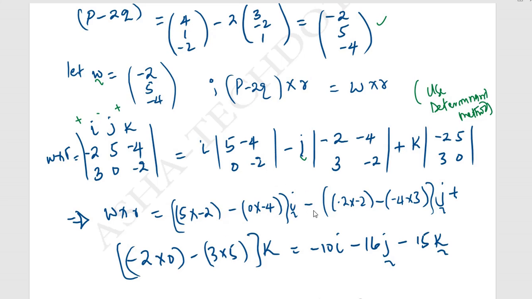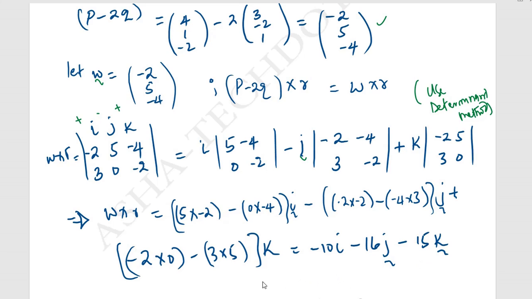I cross, that is i. Then I take a minus. Again, negative 2 times negative 2. Then I subtract negative 4 times 3. I cross, and that is my j component, plus again, negative 2 times 0, I take away 3 times 5, and that is k. So when I add all these contents together, I'll come up with a cross product, a vector, which is negative 10i minus 15k.